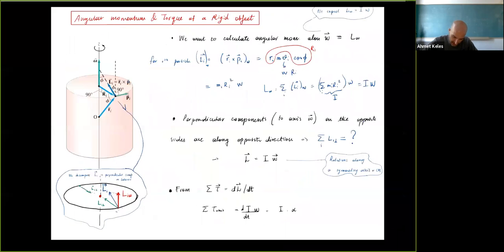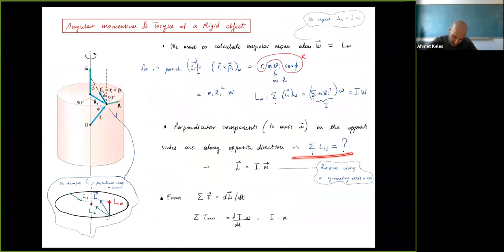From this, I say that the component of angular momentum lying in the plane is equal to 0. So this already proves that L as a vector is equal to I, the moment of inertia along this axis, times omega as a vector. I want to emphasize one more time, this holds if the rotation is along a symmetry axis. We would not be able to prove this if this was not a symmetry axis and this cancellation did not take place.